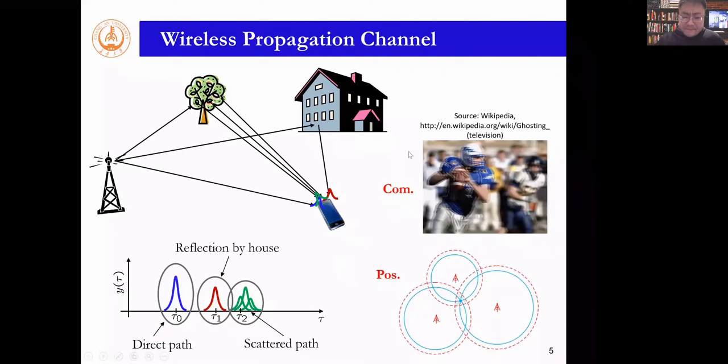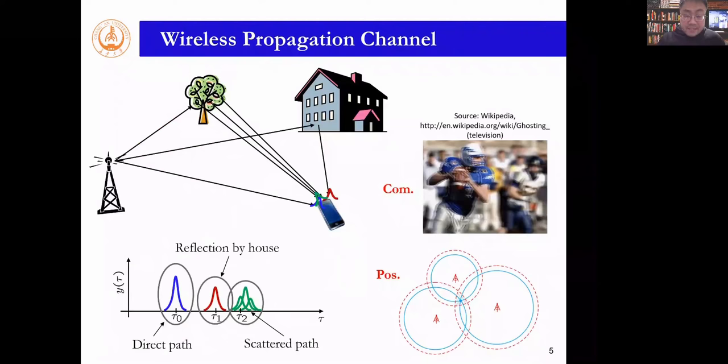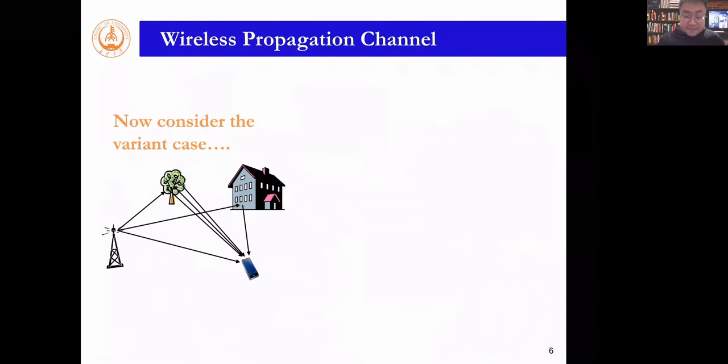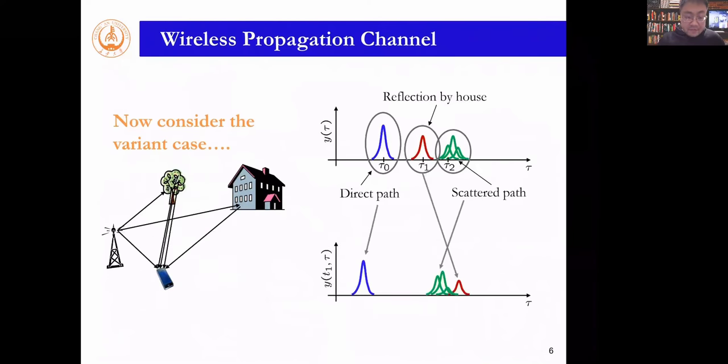As for the positioning, this will be a similar effect, that the performance of the positioning will be degraded due to the wrongly estimated distance between transmitter and receiver. So here's the snapshot or static case. What about the time variant case? So now let's see that the mobile user is moving forward. So the three paths are now a little bit different, right?